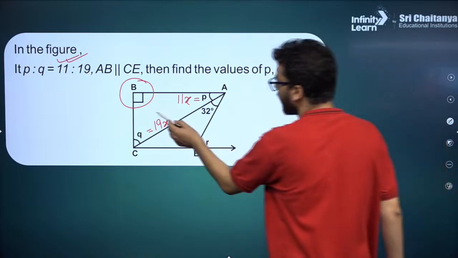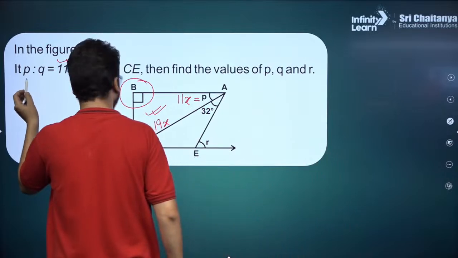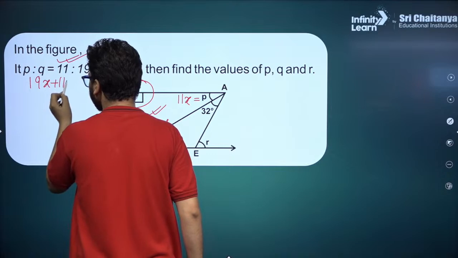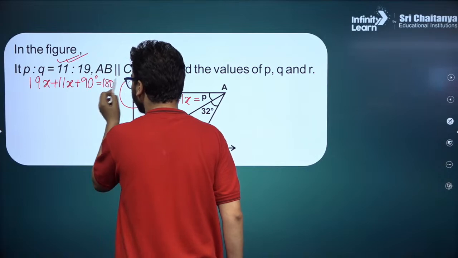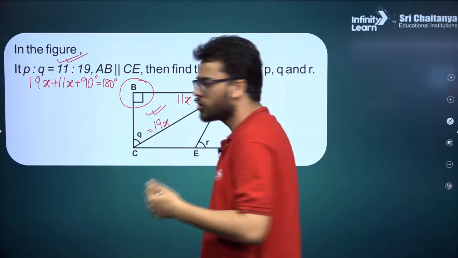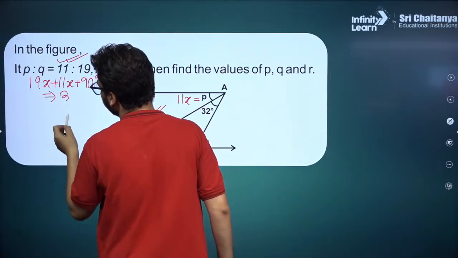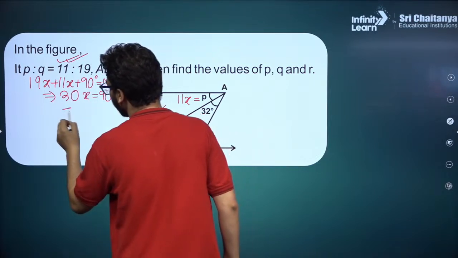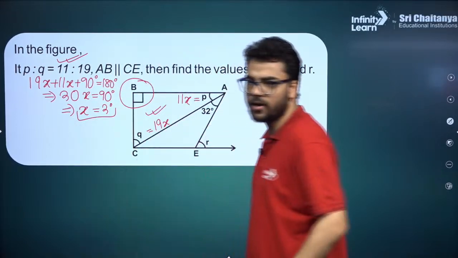Now if you see this triangle, can I use the angle sum property of triangles over here? So can I not say over here, guys, that 19x plus 11x plus 90 is equal to 180 degrees? The angle sum property of triangles we are using over here, correct? So over here, can I not say that this will be 30x, that is equal to 90 degrees over here. So from here, x will be equal to 3 degrees, right? So x is coming out to be equal to 3 degrees.